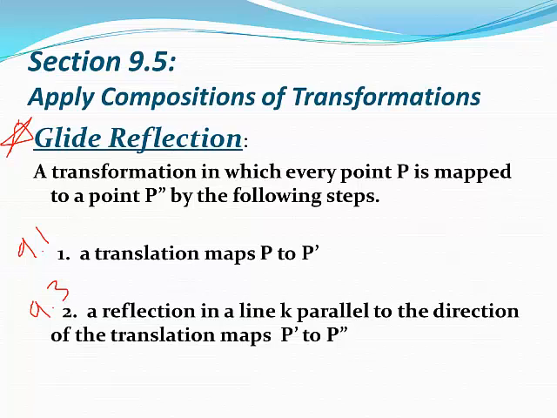back to back. So we have a translation that maps your original point P to P prime. And then once you've done that, maybe it's 1 point, maybe it's 3 points, maybe it's 4 points, and so forth. Once you've done that to the P prime, you're going to do a reflection in a line that's parallel. It will always be parallel to the direction of the translation that maps P prime to P double prime. So again, all we're doing is just doing 9.1 and 9.3 in one graph.